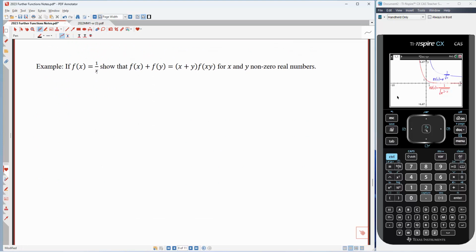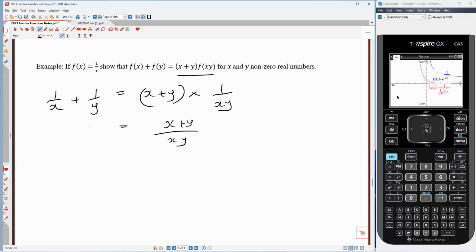Let's do another one of these. If f of x is 1 on x, show that f of x plus f of y equals this. Again, all I do is just do what I'm told. So I've got 1 over x plus f of y, which is 1 over y, is the same as x plus y multiplied by f of xy. So that is 1 over xy. This right hand side is going to equal x plus y over xy.